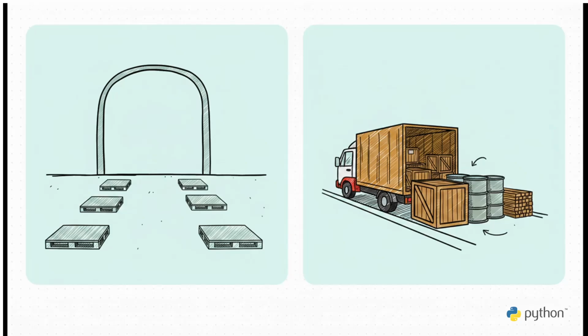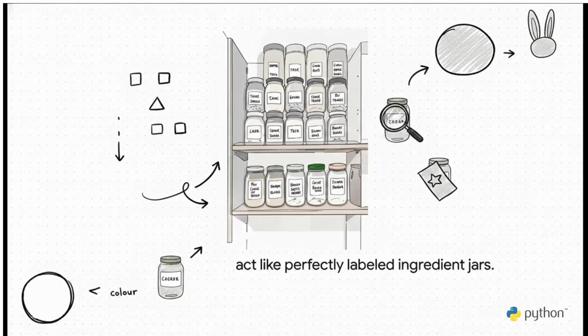Arguments, on the other hand, are the actual raw materials. They're the real data, the actual values that get dropped off at the dock when you actually call the function into action. And here is where it gets really fun. You can totally pass arguments by position, where the order matters perfectly. But you can also use what we call keyword arguments.